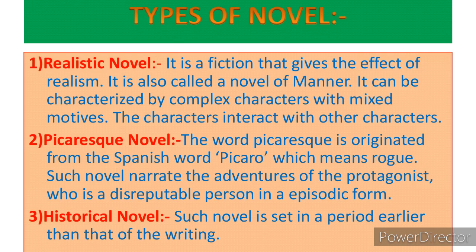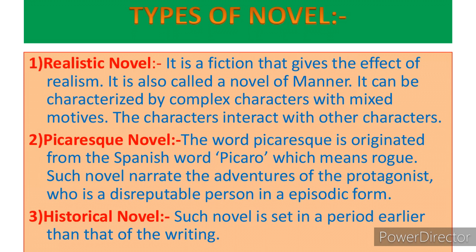The first type of novel is the realistic novel. The realistic novel is a fiction that gives the effect of realism. Sometimes this is also called a novel of manner. The very first sentence reveals what is meant by a realistic novel. The realistic novel is the kind of fiction which gives an effect of realism, which gives an effect of truth. So that is what a realistic novel is, and it is also known as a novel of manner.